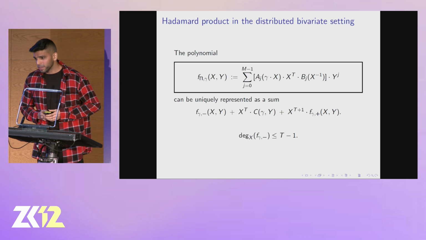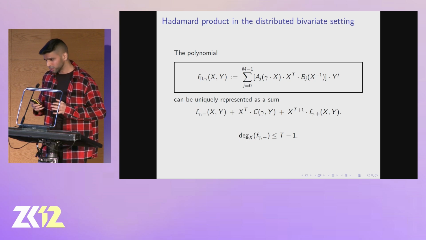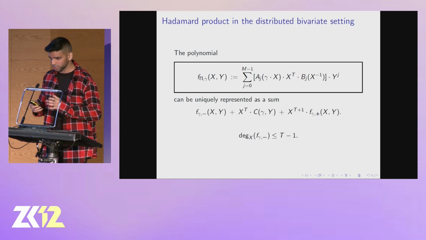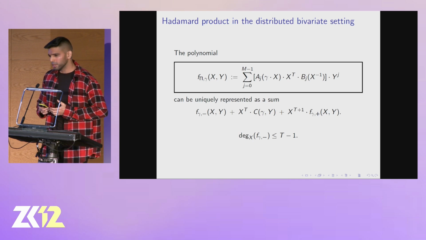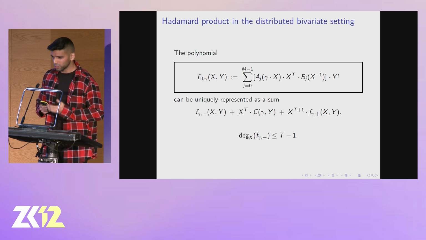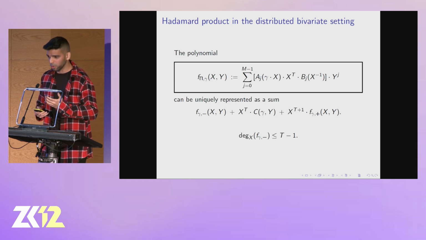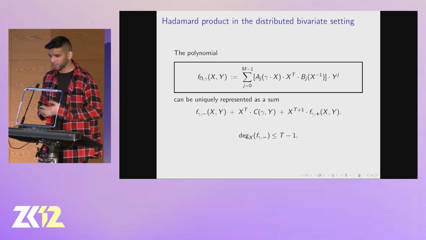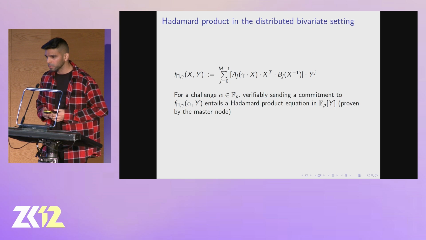So what we're going to do instead is verifiably send a commitment to this one, the one whose coefficient at y to the j is this twisted product, the same trick as before. And it turns out that it suffices to show that the thing in the middle, the coefficient of x to the t, is this polynomial c of gamma y, where c is the claimed Hadamard product. And once again, you need to prove a degree upper bound on the thing on the left, to be more precise, an x degree upper bound.